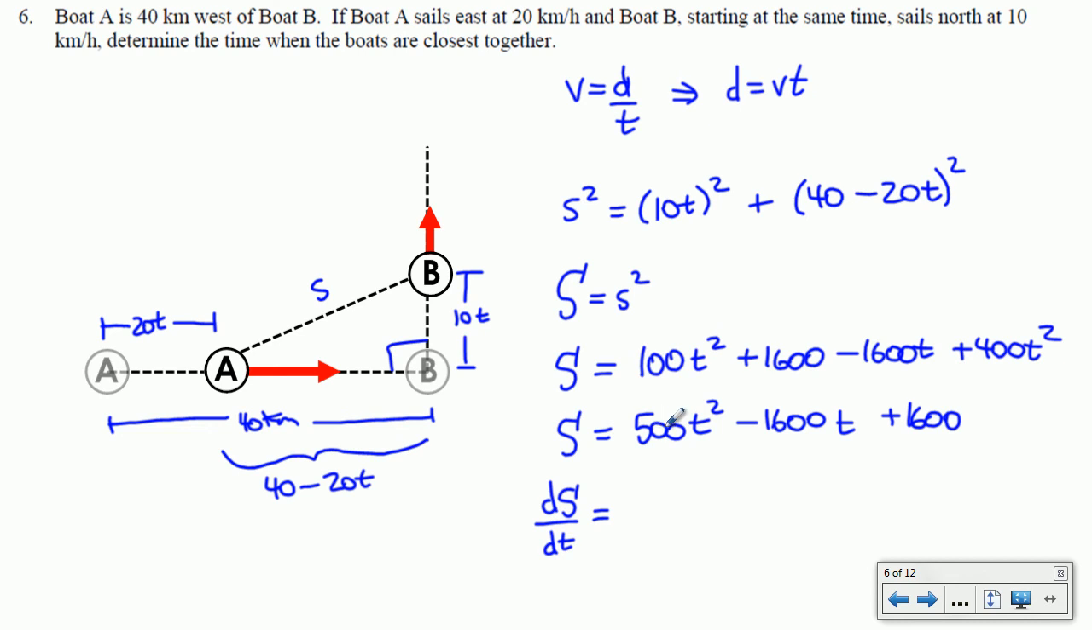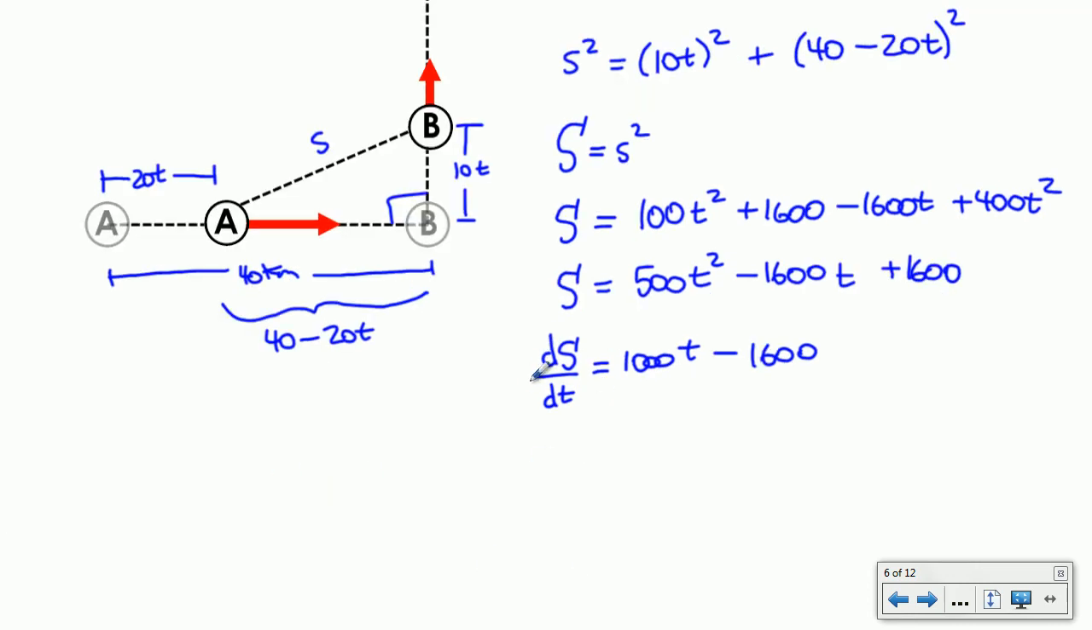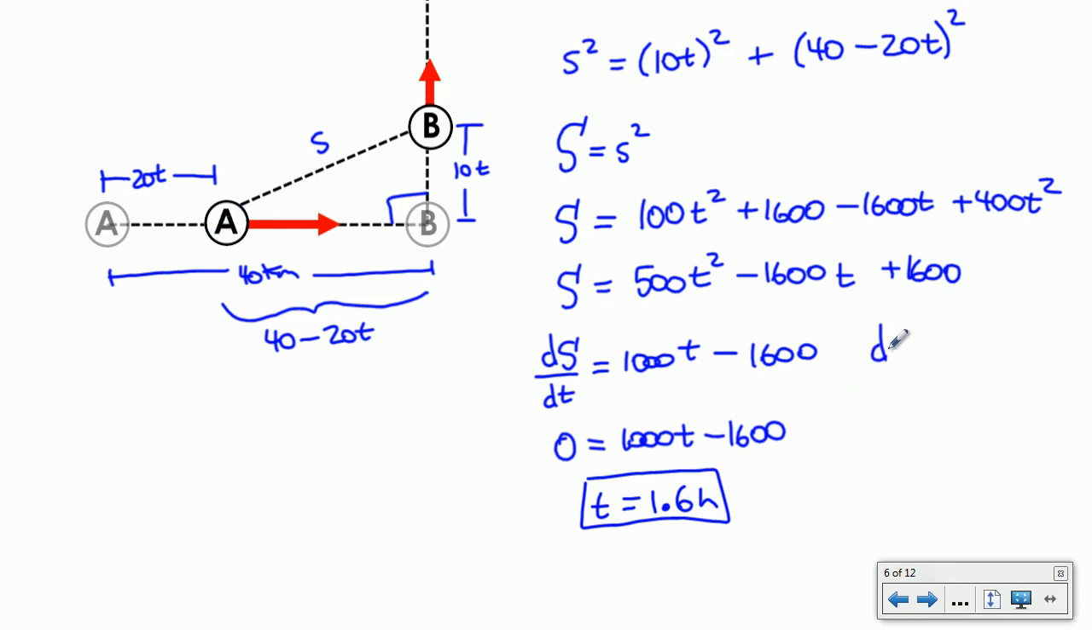We do 2 times 500, which will be 1000t minus 1600. Now we can set this to 0 to figure out what a critical value will be. So 0 equals 1000t minus 1600, and we solve for t, we get 1.6 hours. And that should be the time when the distance is a minimum, but we should probably double check that it is indeed a minimum, right?